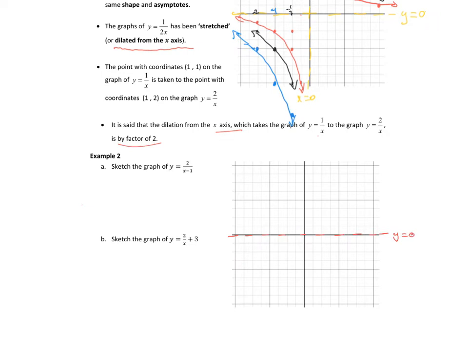Now look at my other asymptote. The vertical asymptote occurs when the denominator is 0. We need the denominator equal to 0. Therefore, x minus 1 is equal to 0. x is equal to 1. So there's my asymptote.